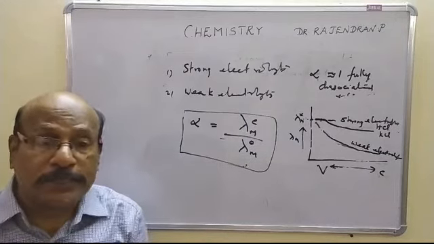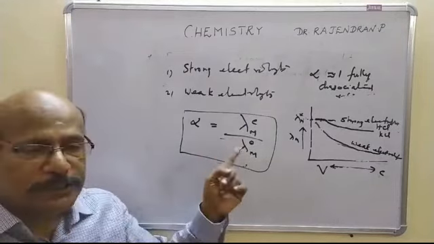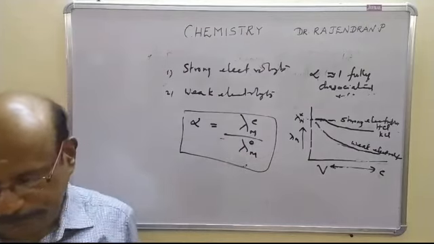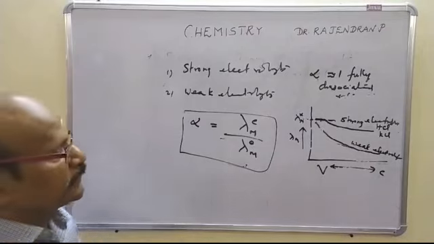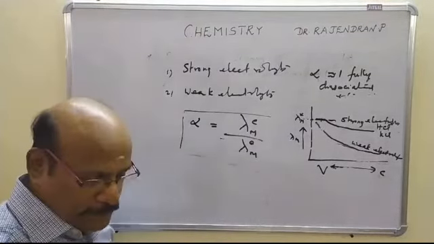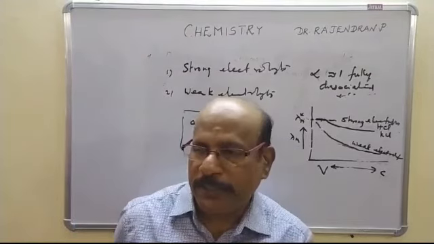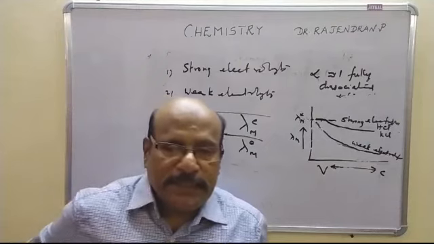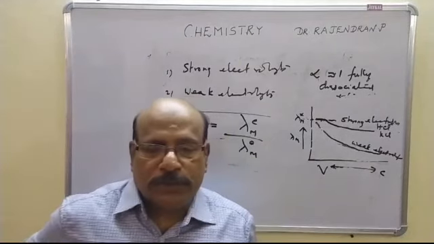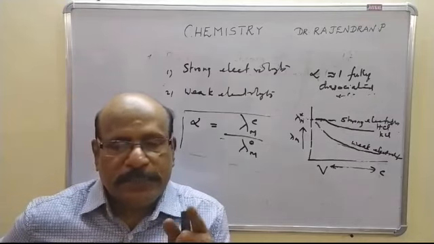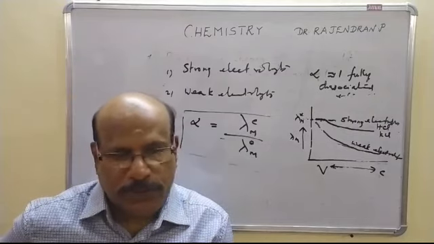But in the case of a strong electrolyte, this ratio is not its degree of dissociation, but simply its conducting power. That is the fact you have to remember. So in the case of a strong electrolyte, the ratio of the molar conductance at a given concentration to its molar conductance at infinite dilution or zero concentration is not the degree of dissociation, it is only the conducting power in the case of a strong electrolyte.